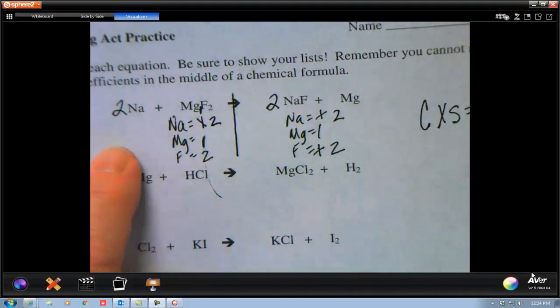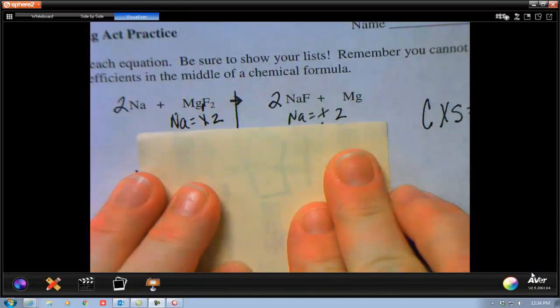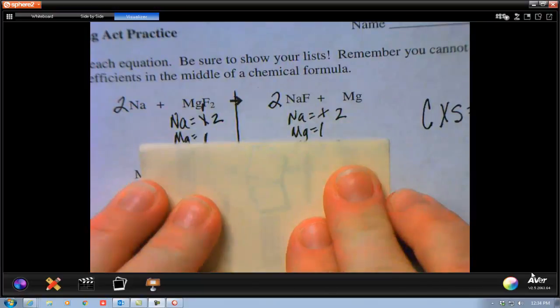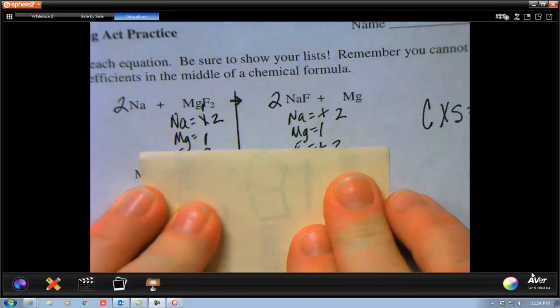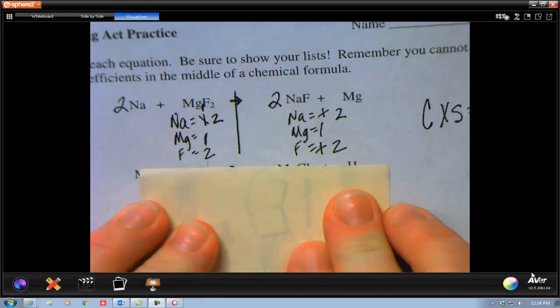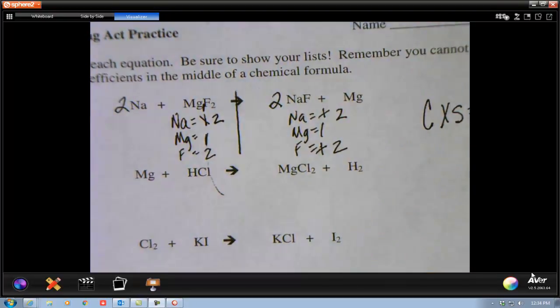So the last thing you want to do is go down through your list and see if everything is balanced. So I have 2 sodium on both sides. I have 1 magnesium on both sides and 2 fluorine on both sides. Look at that. That is a balanced equation. It follows the law of conservation of mass. All right, let's do the next one.